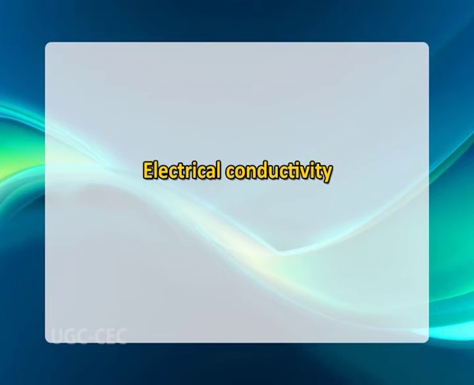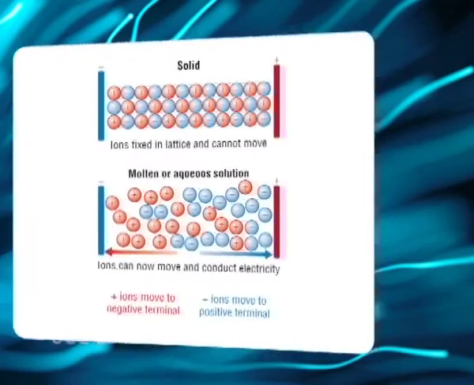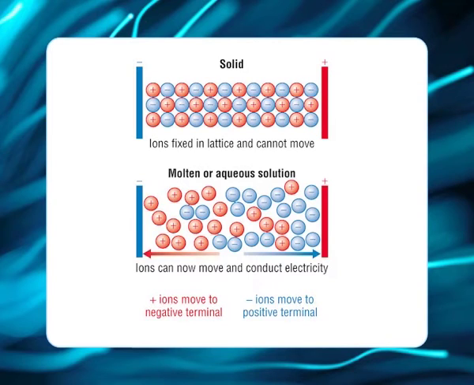Electrical conductivity. In the solid state, the ions cannot move freely and hence they do not conduct electricity. However, in the fused state or in aqueous solutions, the ionic compounds show electrical conductivity due to the presence of free moving ions.